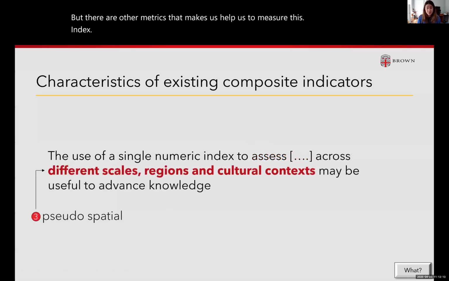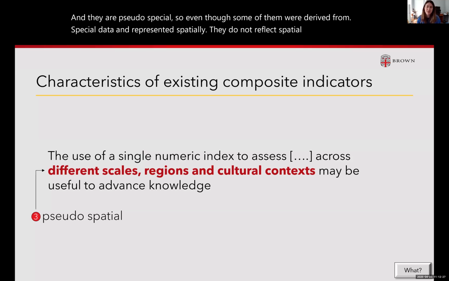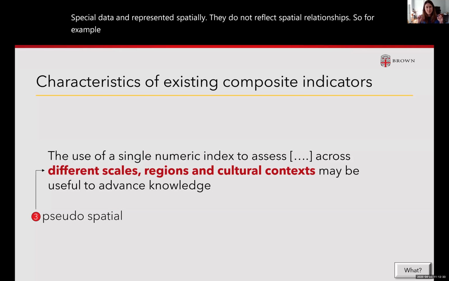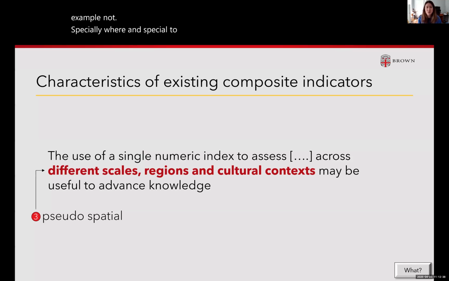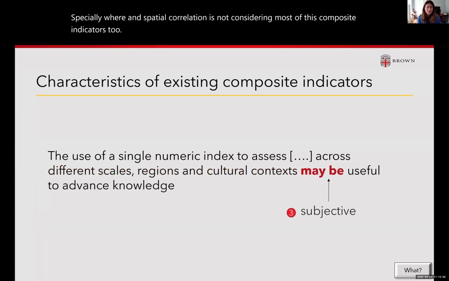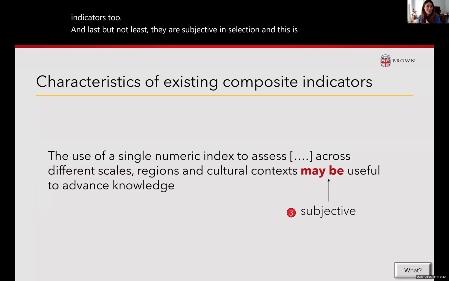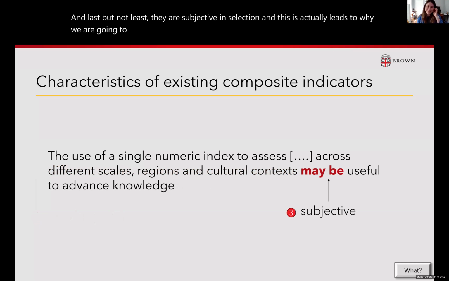They are also pseudo-spatial. Even though some of them are derived from spatial data and represented spatially, they do not reflect spatial relationships. Most of them are not spatially aware, and spatial correlation is not considered in most of these composite indicators. And last but not least, they are subjective in selection. This actually leads to why we're going to use machine learning algorithms.